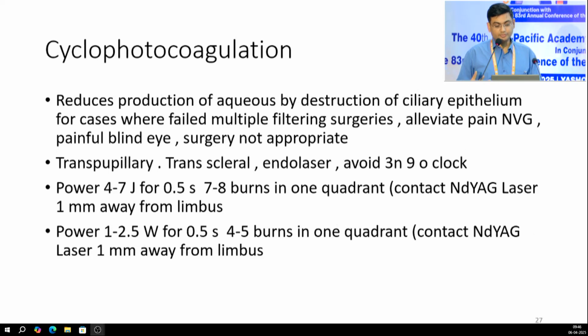Cyclophotocoagulation reduces the production of aqueous by destroying the ciliary epithelium, for cases where we have failed multiple filtering surgeries and we have to alleviate the pain of neovascular glaucoma, where the patient has a painful blind eye and surgery is not possible.